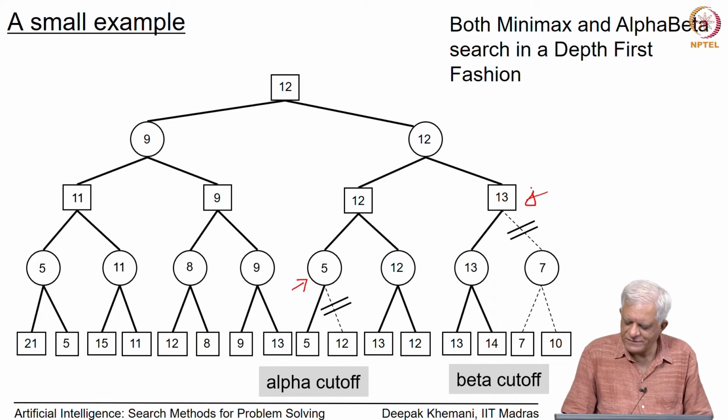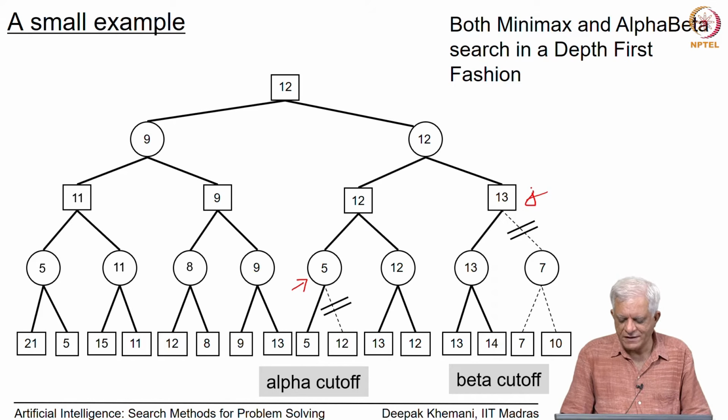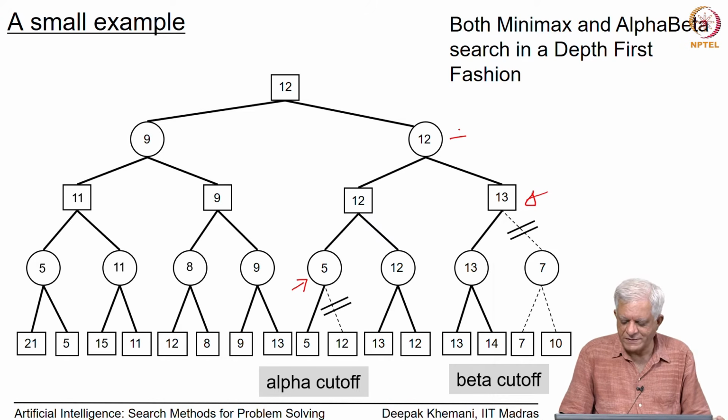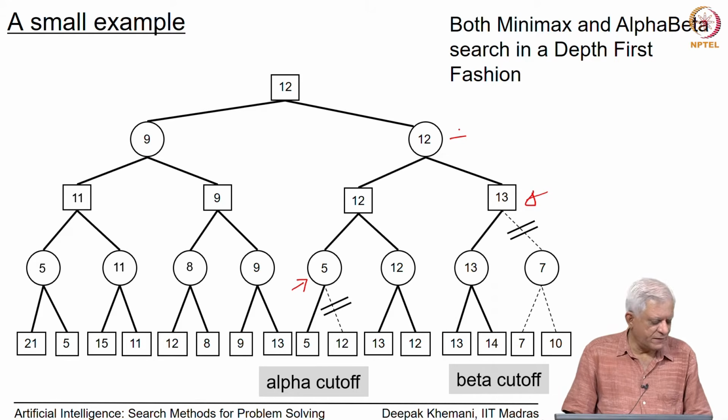Likewise, there was a beta cutoff below this alpha node with a value 13, and the reason for this was similar, that this node was likely to become either 13 or more, because 13 it has already got from the left child, and its parent beta node, which has a value 12, is looking for a value smaller than 12. So, obviously, there can be no agreement between them, and there is a beta cutoff.